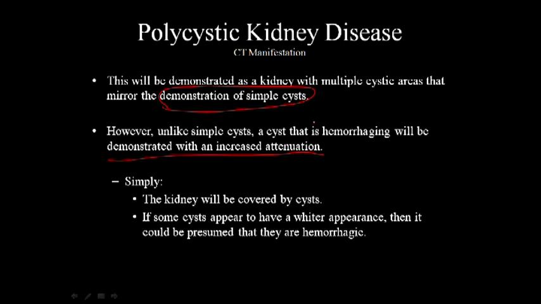So you're going to see an increased attenuation, meaning that a cyst that is hemorrhaging, or experiencing a hemorrhage, will look white, or more white than others. And simply, the kidney will be covered with cysts. That's what you're typically going to look for. That's going to be your typical manifestation. And if some cysts appear to have a whiter appearance, then you can presume that they are hemorrhagic and something to be worried about there.